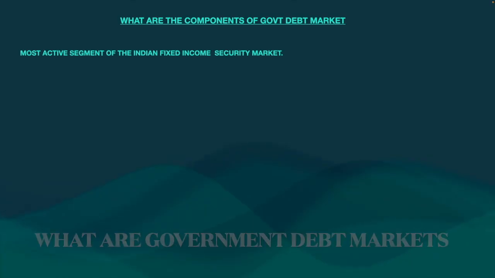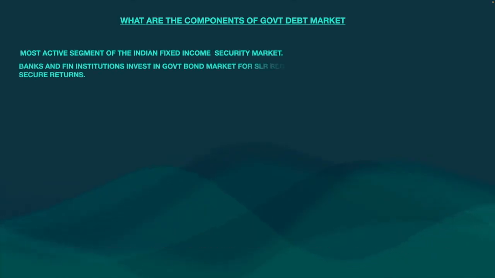The most active segment of the Indian fixed income security market is your government bonds. Banks and financial institutions invest in the government bond market for strategic SLR requirement and long-term stable and secure returns. So, in government bonds, who are the major contributors? Banks and financial institutions. Why do they invest? Just for the SLR requirement and long-term stable and secure return. Okay, government bonds usually give you secure return.